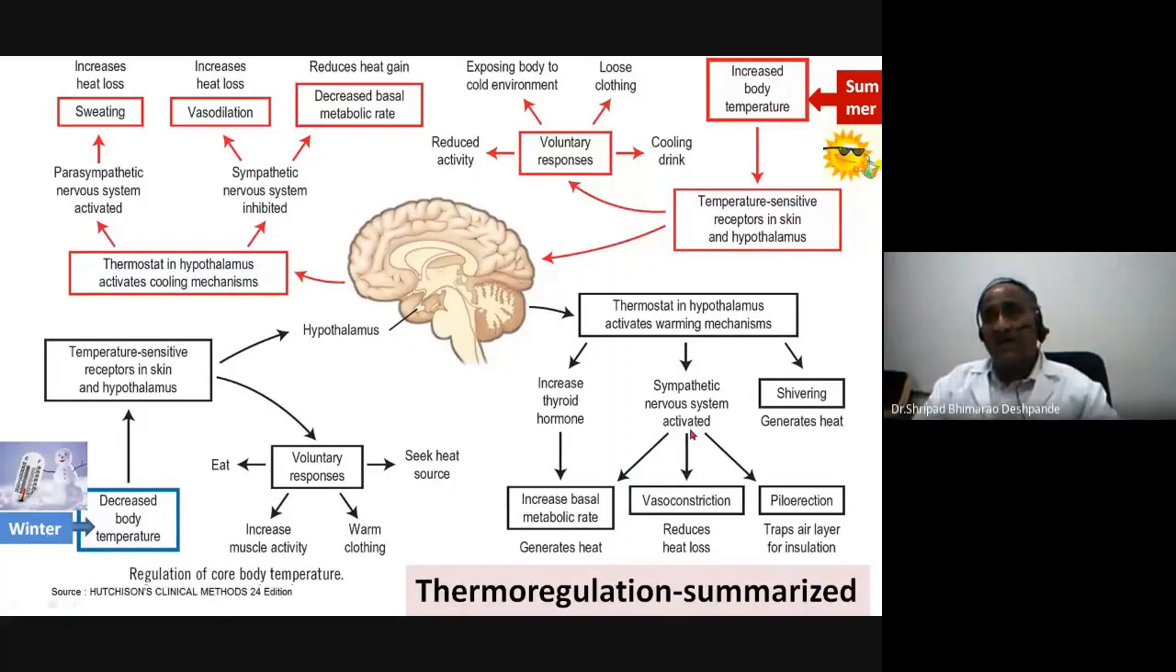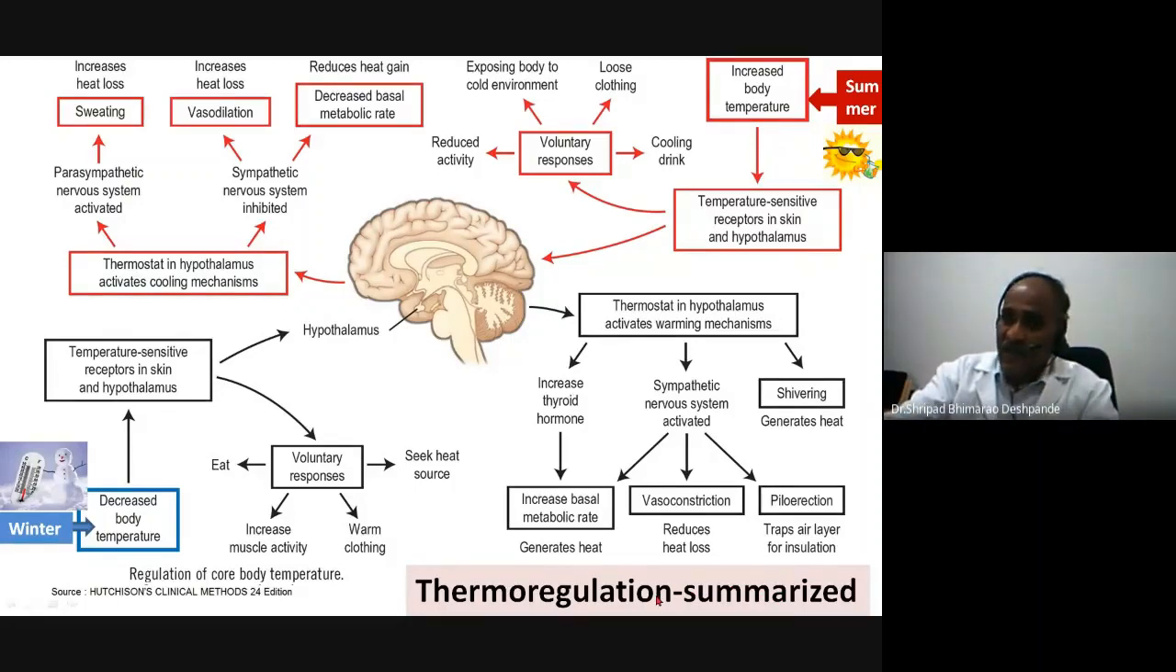This entire chart will give you all that, and it is taken from Hutchison's clinical methods. This entire figure gives the entire thermoregulatory mechanism in one place. So it is totally summarized.